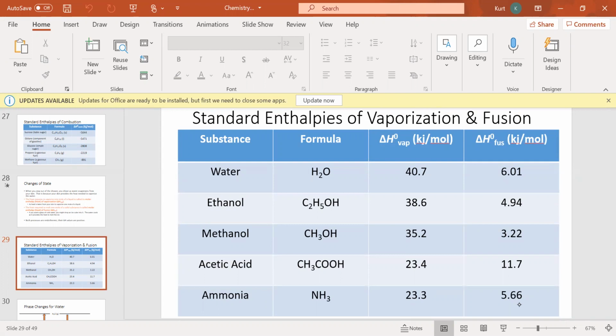So, Derek, how many kilojoules per mole will it take for ammonia to freeze or solidify? 5.66. Ah. No. Negative. Negative 5.66. Yes, but when you write it in the equation, it doesn't show up as negative. It's just 5.66. Negative 5.66.